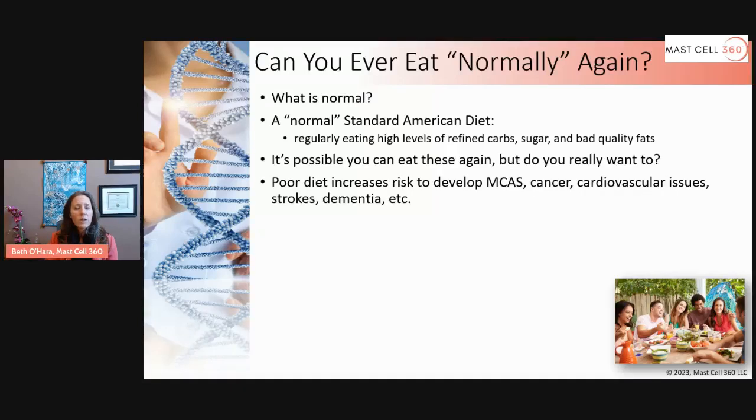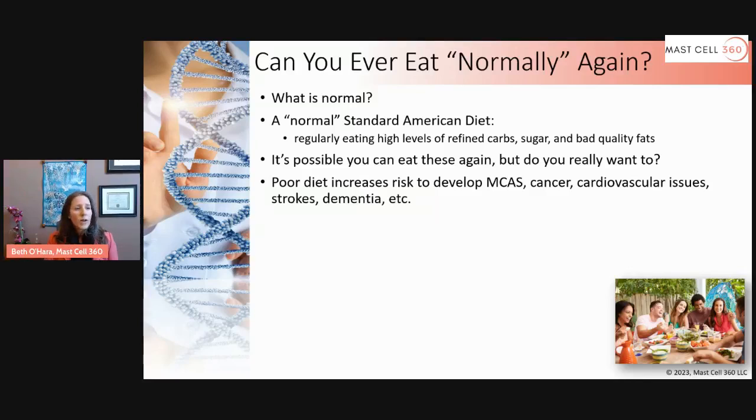Because this kind of diet is absolutely clearly linked to not just increased risk of MCAS, but cancers, cardiovascular issues, strokes, dementia, so many kinds of risks. So do we really want to go back to eating McDonald's and Taco Bell or your typical Pizza Hut kind of pizza? I'm not interested in that. I know some people may be, but if you are, then know that the more you eat that, the more you're increasing these other health risks.